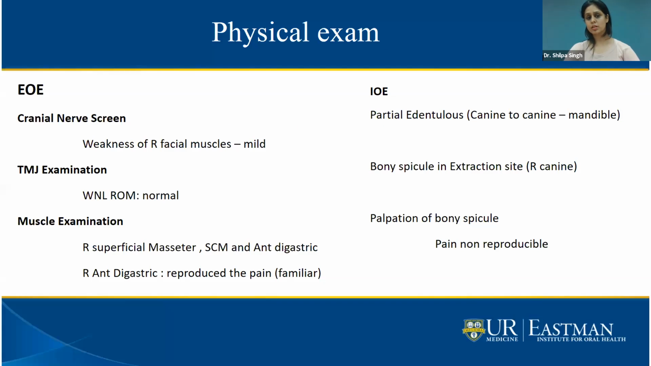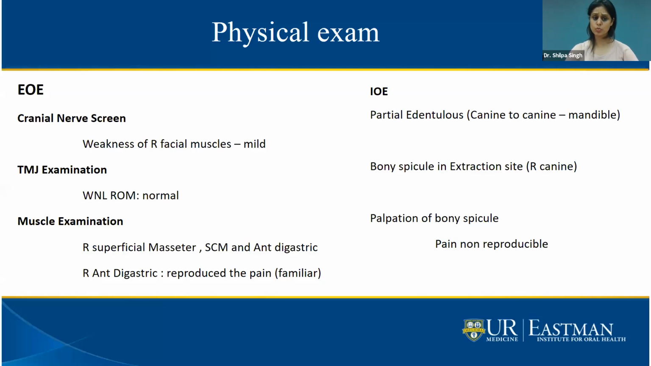Then we usually perform a complete, thorough, comprehensive extraoral and intraoral exam. In extraoral, we will include the cranial nerves, we'll do the TMJ exams, muscle palpations, and intraoral exams. In cranial nerves, there was nothing much specific other than the right side facial muscles, which are mildly weak. As we know that the patient had a history of Bell's palsy, maybe that is related to that. The TMJ examination usually includes the range of motion of the jaw, how the jaw moves, and the muscle palpation of the masticatory and adjacent muscles.